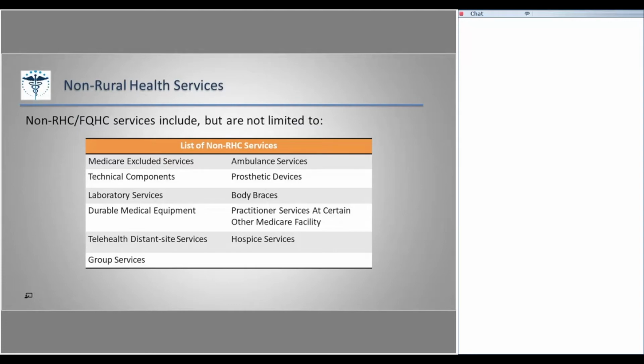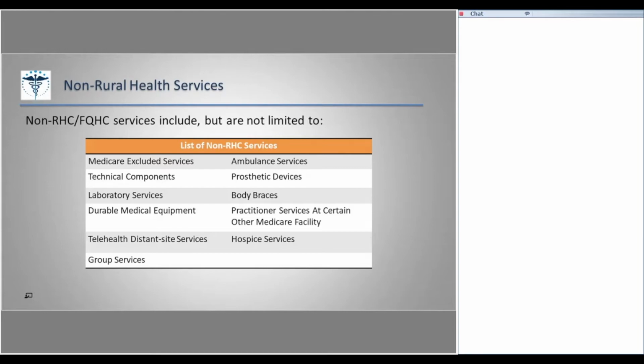Anything that's not a Medicare covered service. So cosmetic, Botox, routine foot, anything Medicare excluded. An excellent place to find Medicare excluded services is the Medicare Benefit Policy Manual. Chapter 15 talks about a lot of these services and how they may or may not be billed.